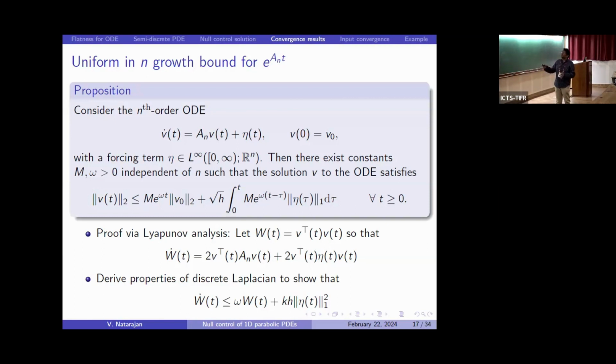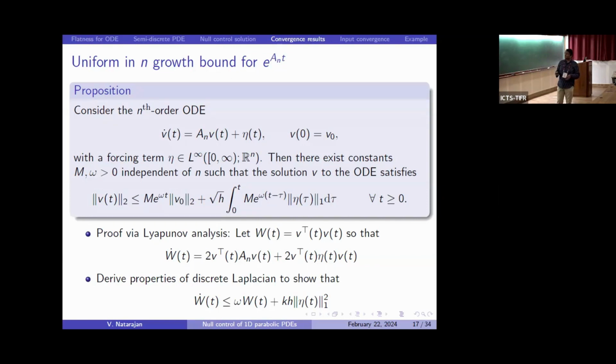What we want to establish is that this matrix e^(A_n t) has a uniform bound. That is, the norm of e^(A_n t) is less than or equal to M e^(omega t), where M and omega are independent of n. Here we also need a little bit more. We look at this equation: v dot is A_n v plus eta. We show that the L2 norm of v at t is less than or equal to M e^(omega t) times the L2 norm of v naught, the initial state. That's a uniform bound, and there is also a nice estimate for how the forcing term can be bounded.